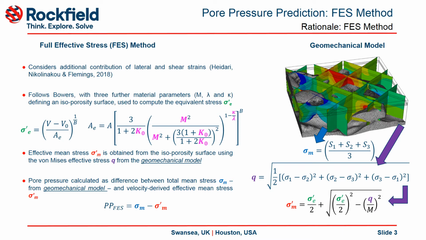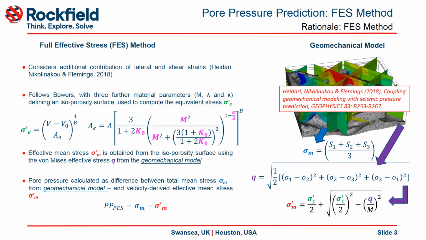The FES method follows the form of the Bowers equation but invokes 4 additional input parameters such that pore pressure calculation is conducted in terms of the full effective stress tensor. Stress perturbations and interactions around complex 3-dimensional salt structures are rarely known a priori, and hence this information is extracted from a static geomechanical model.